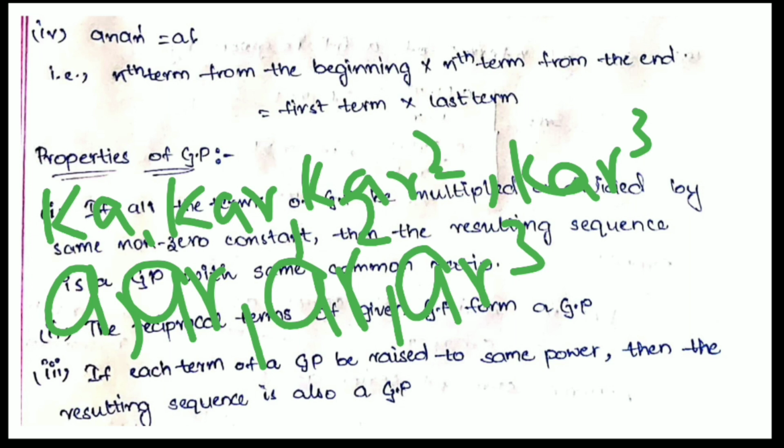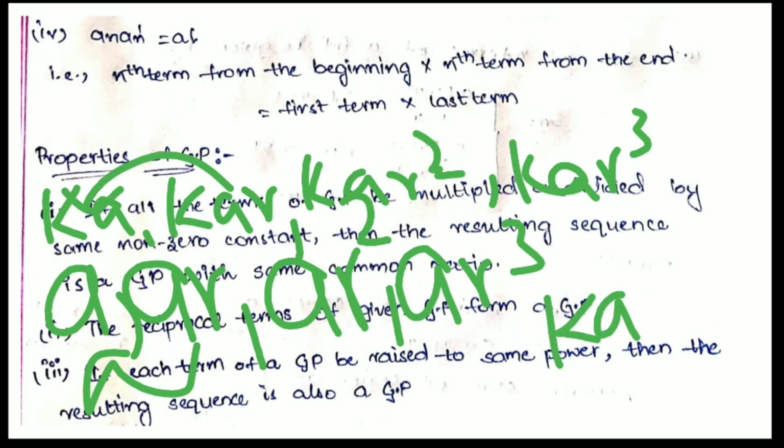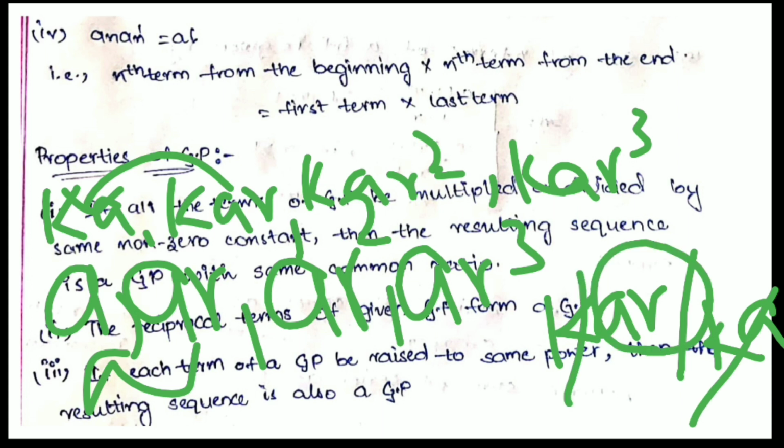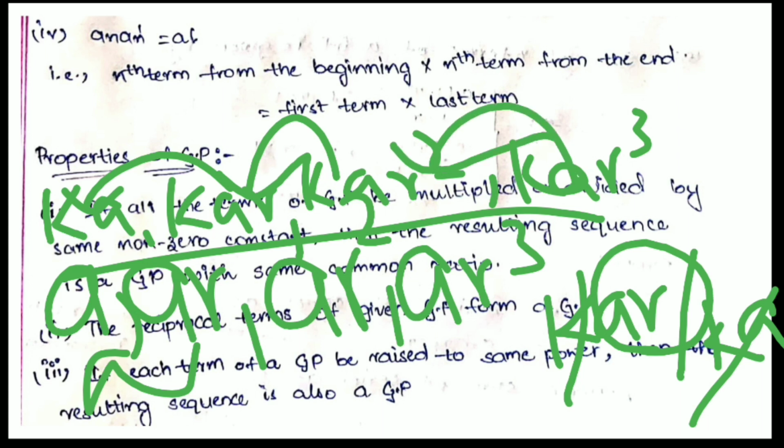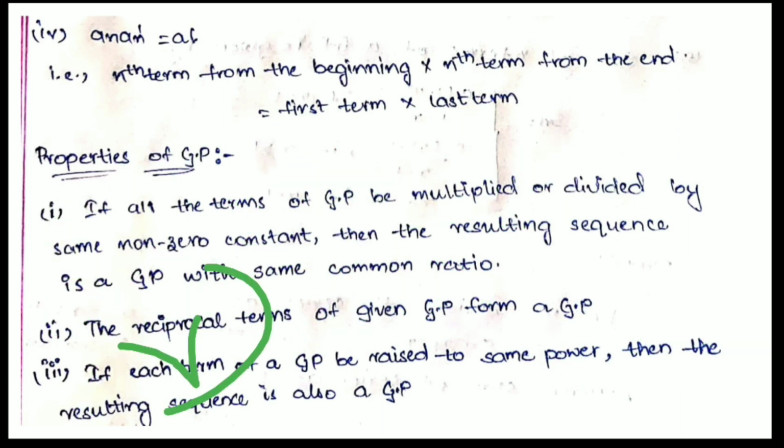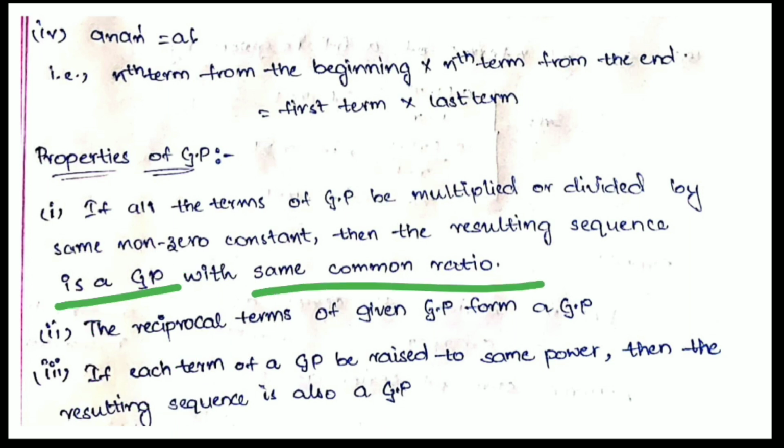These have common ratio r now. Here also these have common ratio r, kar by ka. This has common ratio r. So it is also a GP, as we have a constant common ratio, the same common ratio as both common ratios are r. It is also a GP with the same common ratio. Similarly, when we divide a GP by a constant number, the resulting sequence is a GP, and it will have the same common ratio.